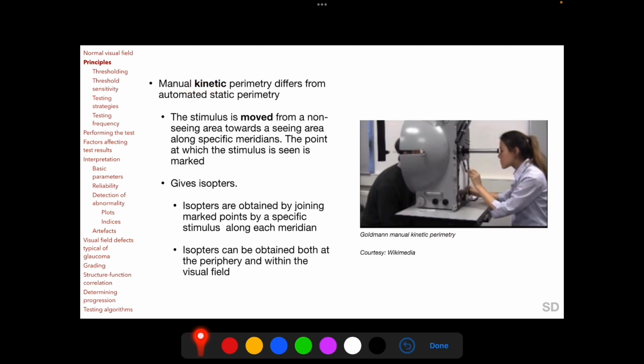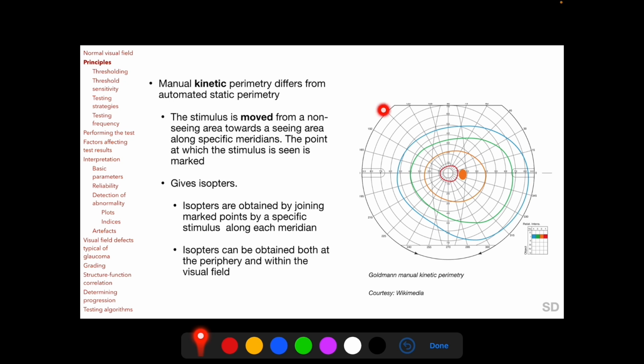Manual kinetic perimetry, as shown here in this photograph, differs from automated static perimetry. In automated static perimetry, a stationary stimulus is presented, but in manual kinetic perimetry, the stimulus is moved from a non-seeing area towards a seeing area along specific meridians. So along every meridian, the stimulus is moved from a non-seeing area to the seeing area, and the point at which the moving stimulus is first seen is marked along every meridian, giving isopters specific for a particular stimulus.